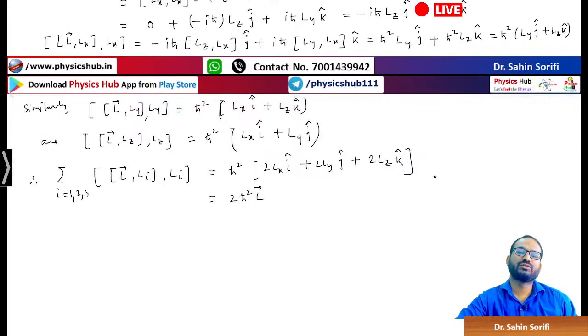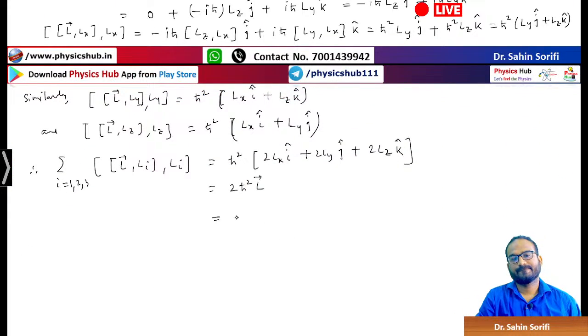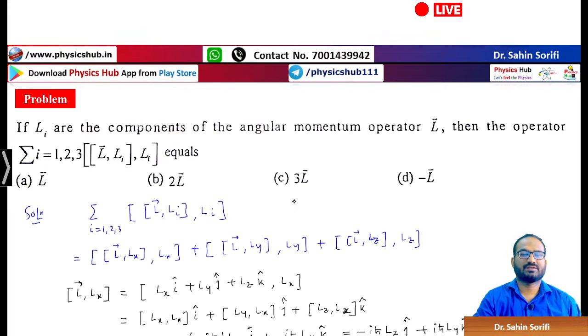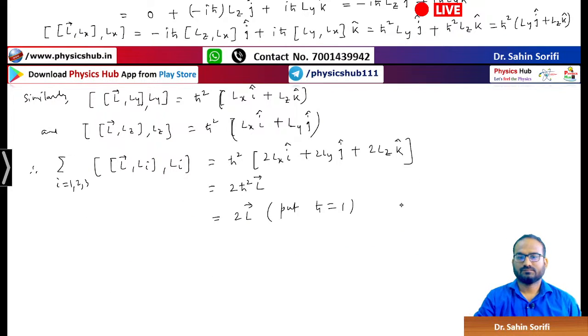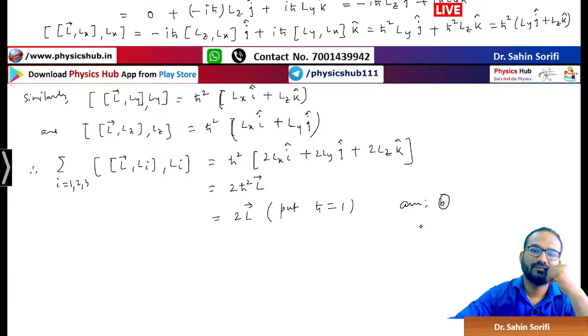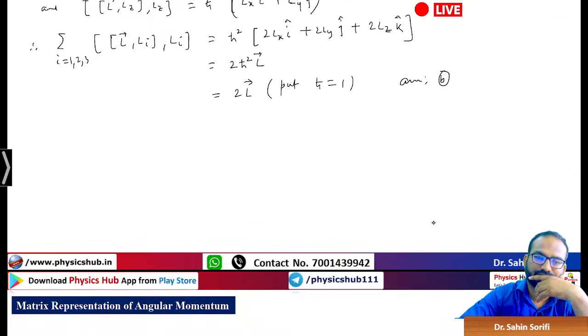So we can put h cut equals to 1. To match the option, we can put h cut equals to 1. So that is matching with option B. Is it clear, guys?